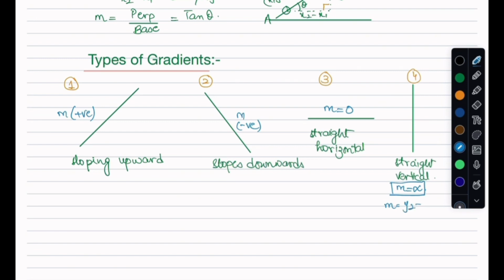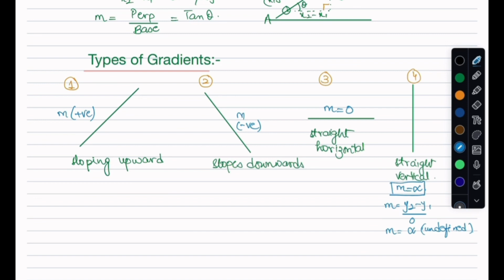And for the straight vertical line, the gradient is infinity because there is no change in the x values, so x2 minus x1 is 0. The gradient, y2 minus y1 over x2 minus x1, has 0 in the denominator for all vertical lines. And we know that for all values divided by 0, the answer is undefined or infinity. So for all vertical lines, the gradient is undefined.